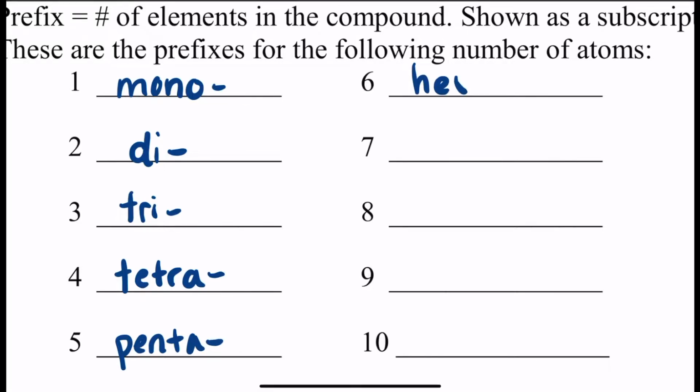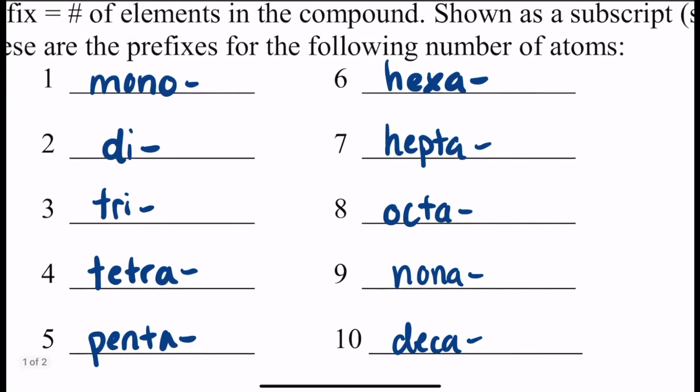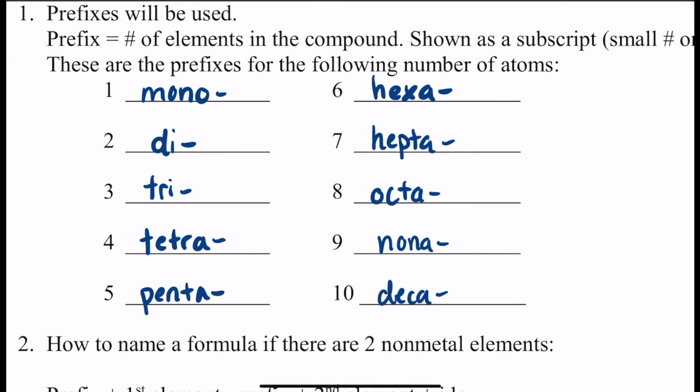6 is hexa, like a hexagon. 7 is hepta, like a heptagon. 8 is octa, like an octagon. And then 9 and 10 are a little more obscure, but they still happen. 9 is nona, like a nonagon. And then 10, the prefix for having 10 of something, is deca, like a decagon. So try to use your prior knowledge as much as possible. These are prefixes you have to memorize. The best way to do that is probably doing all the practice problems or just using your prior knowledge.